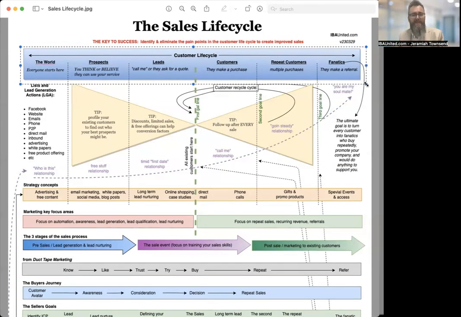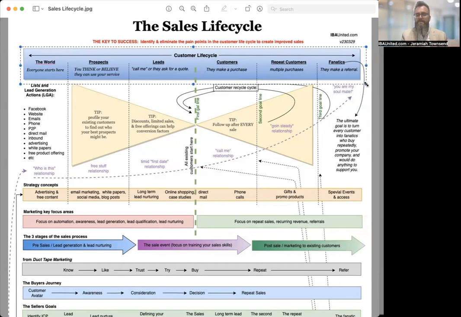To get them into the lead stage, for prospects, those are the people you're going to email market to, put Facebook ads in front of, and do direct mail to. You're going to be advertising free content to the world and to prospects. You want to target all of your advertising, any of your paid advertising or systems, to prospects, so you really want to make sure all of that content goes out to prospects.